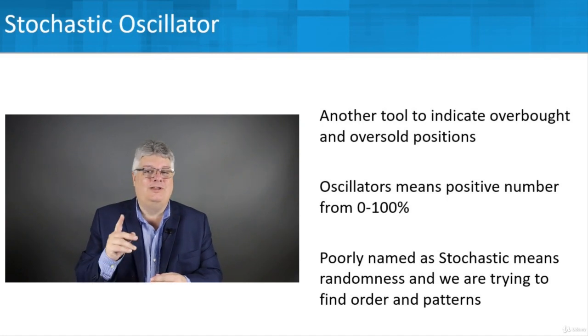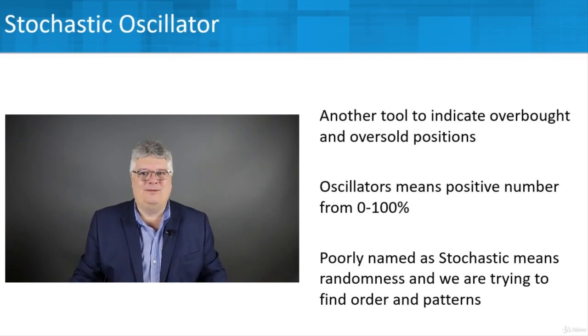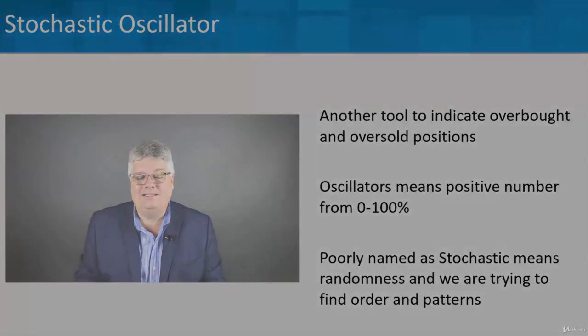Oh, by the way, too, it's actually kind of poorly named. Stochastic actually means randomness. And what we're trying to do is find order and patterns, right? And it does help us with that. So I don't know why they chose that name, but it's not the perfect name for it. But it's a good momentum indicator. So let's take a look at the stochastic oscillator.